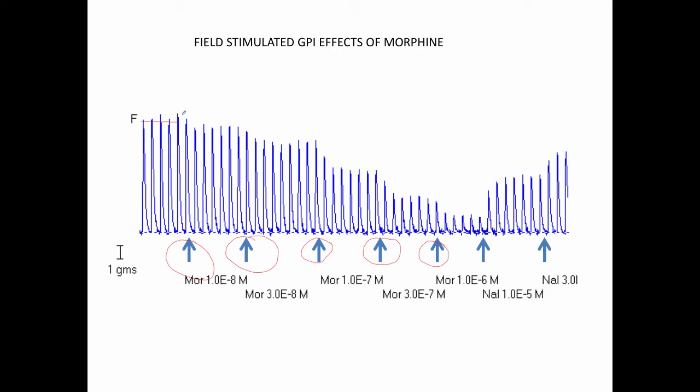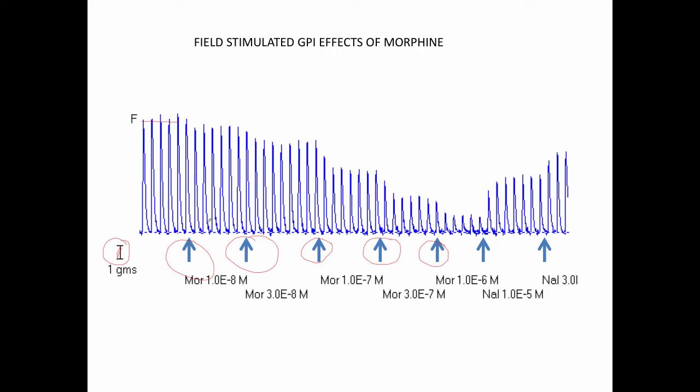And at that point, you need to convert that into grams. And the way you do that is by looking at this scale bar down here. That distance there is equal to 1 gram. So you measure your peak, you measure the scale bar, you divide your peak by your scale bar, and that will give you the number of grams that the response was. And that's what you do for all the morphine concentrations.